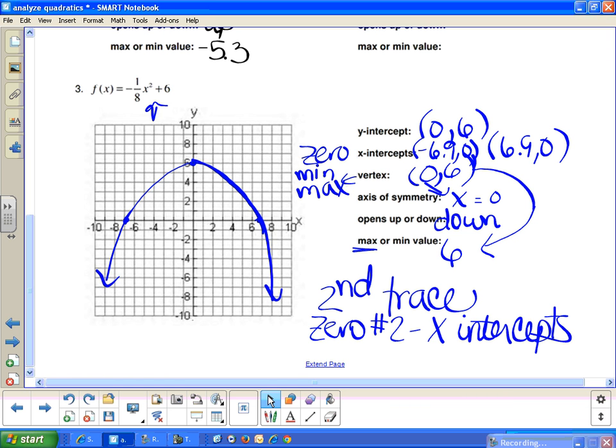Okay, and those are some notes on the quadratics in standard form, and we will do number 2 in class. You can try it on your own and then check it when we go over.